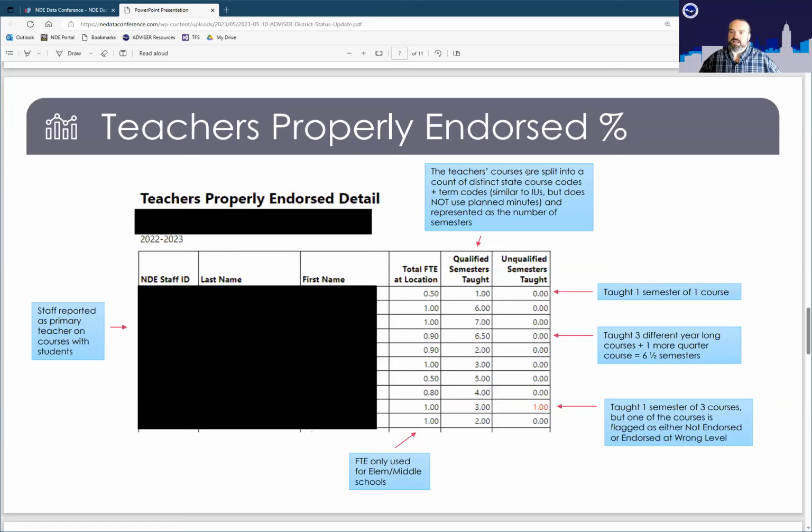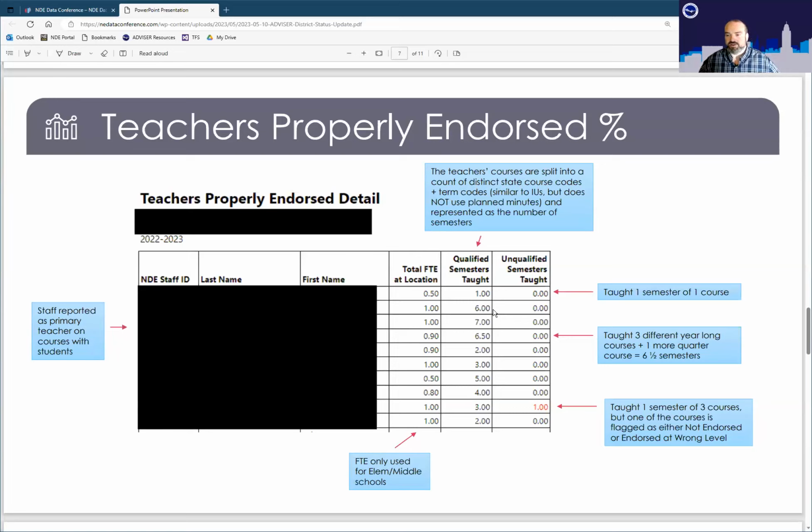So it says here, qualified semesters taught, unqualified semesters taught. We had to come up with a way to count the courses, but we didn't use the instructional unit calculation exactly, especially with all the issues we're having with that. I'm not sure if we will. But for now, basically, this is a count of semesters. Like the course offering I mentioned before, we're looking for distinct state course codes and distinct term codes, and then counting the semesters. A year-long course will be 2 semesters, a quarter course will be half a semester.